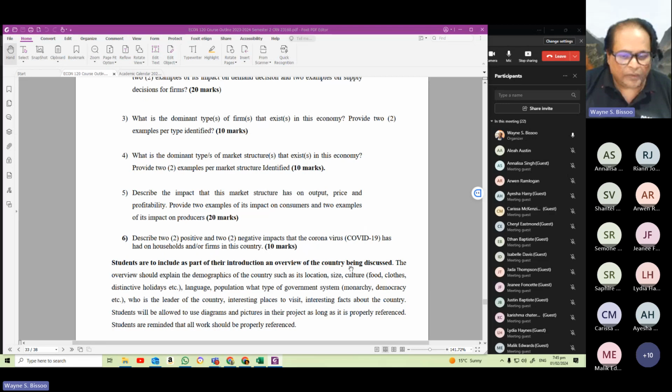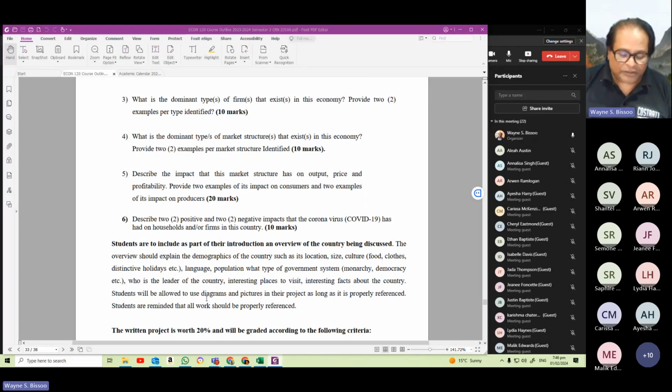You also have to include an introduction to the country that will give us some idea of the demographics, such as where it's located, its size, culture, which includes things like foods, clothes, distinctive holidays, its language, the population size, what type of government system is utilized, who's the current leadership, interesting places to visit or to see, and other interesting facts about the country. That will be part of your introduction to the country.